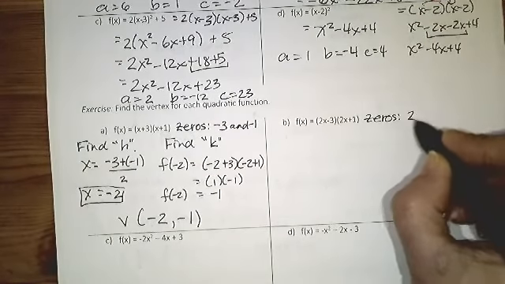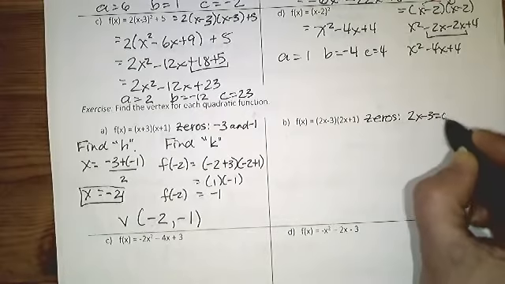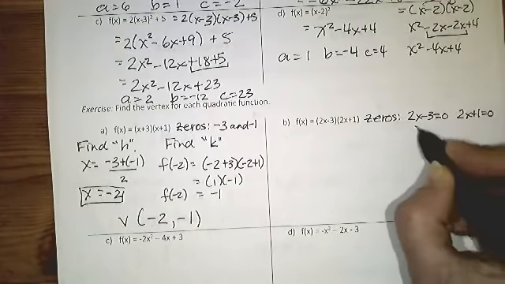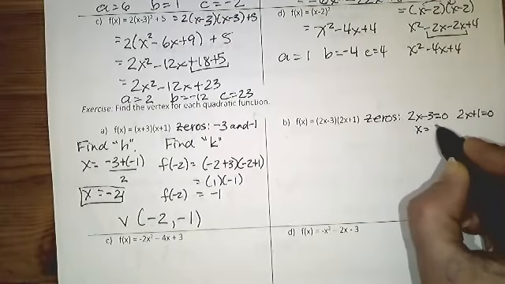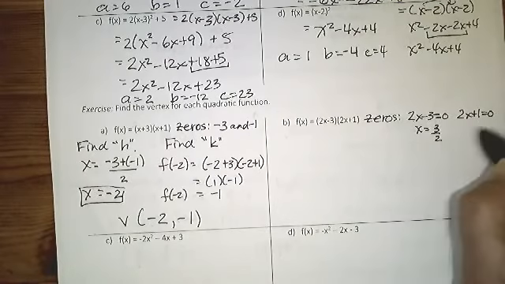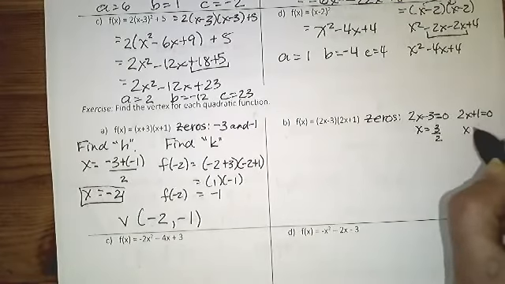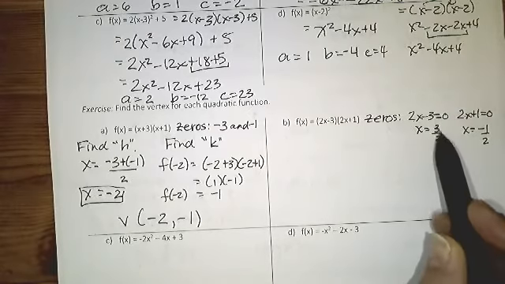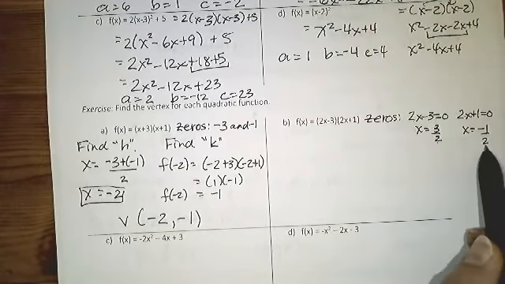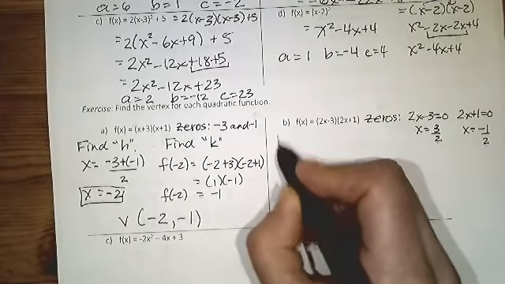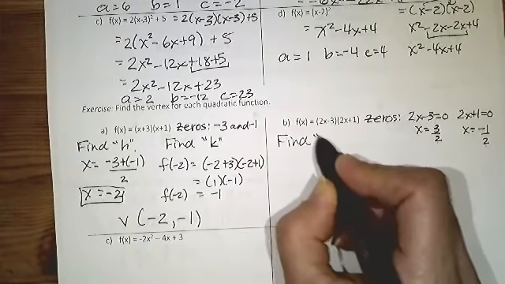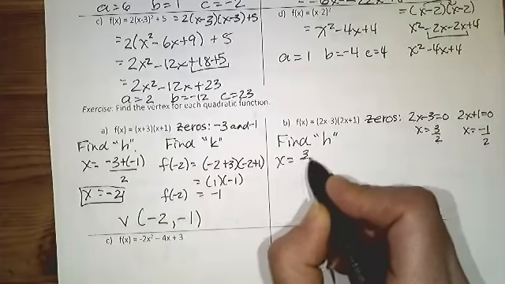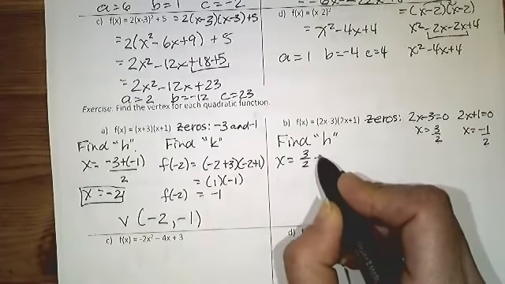So here's my next zero. Remember, we would set these equal to 0 and then solve to get my zeros. So x, I'll bring the 3 over, so it'll be a +3, then I'm dividing by 2. I'll bring the 1 over, which makes it a -1, then I'll divide by 2. So my zeros are 3 over 2 and -1 over 2. So we're going to find the h by finding halfway between the zeros.